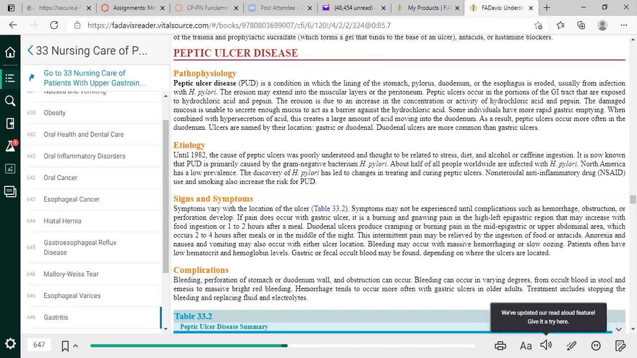Okay. And typically, the signs and symptoms of peptic ulcer disease or gastric ulcer are burning and gnawing pain. It can increase with food ingestion or 1 to 2 hours after a meal. And it talks about duodenal ulcers can cause a cramping or burning pain. Anytime I hear the word ulcer, it makes me think of an open sore. So off the rip, with reading this peptic ulcer disease, just by hearing ulcer, I'm automatically going to think of an open sore.